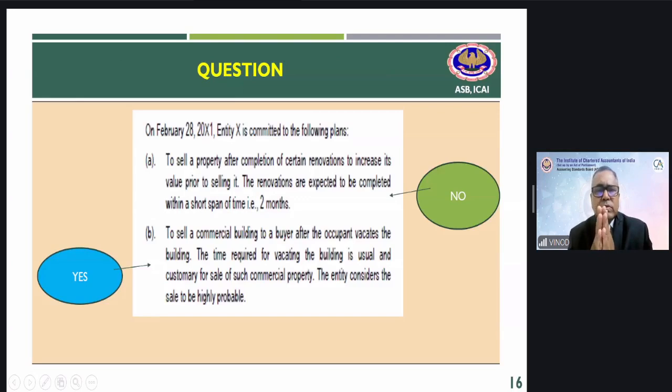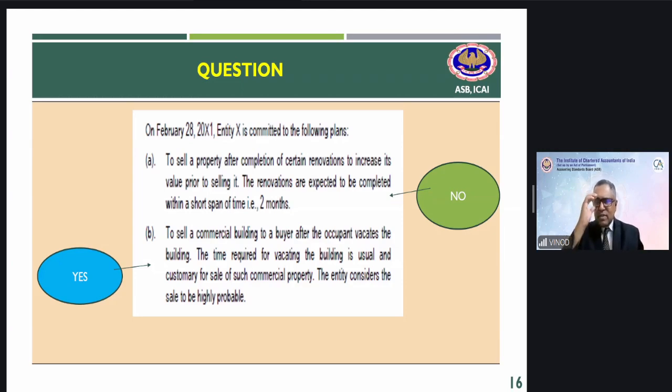Now, look at the main two examples we discussed. If renovations are needed so that the property value goes up and then the property is ready, then it is not held for sale until the time renovation is complete. Now, the second one, if you see, the building has to be vacated. That's a minor process. So it doesn't affect the held for sale.